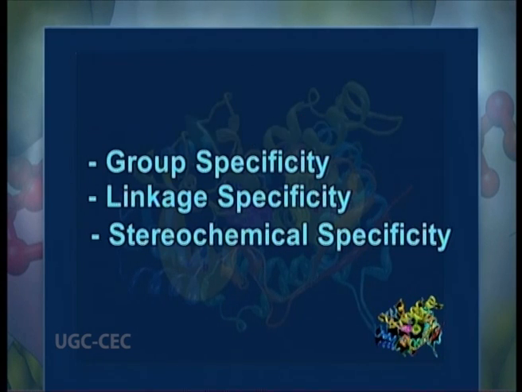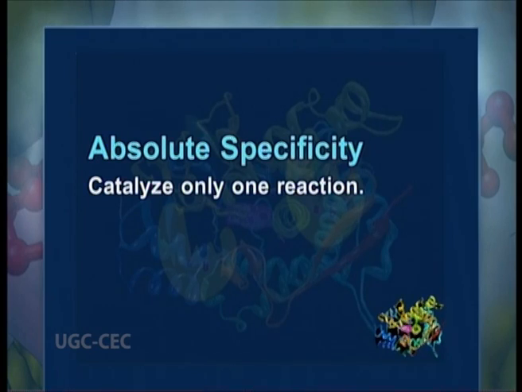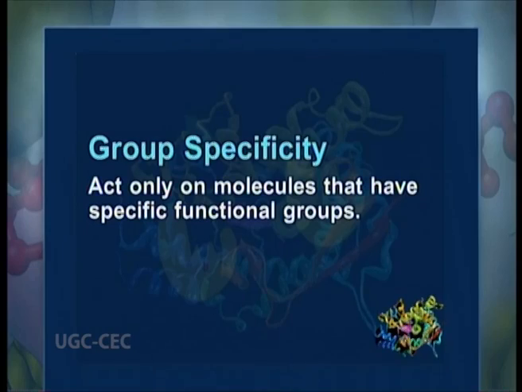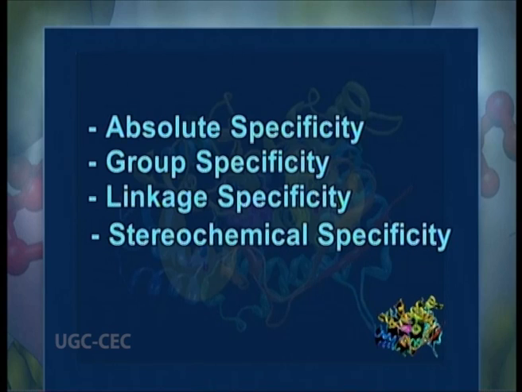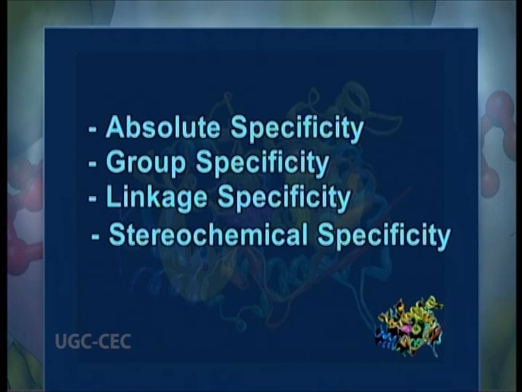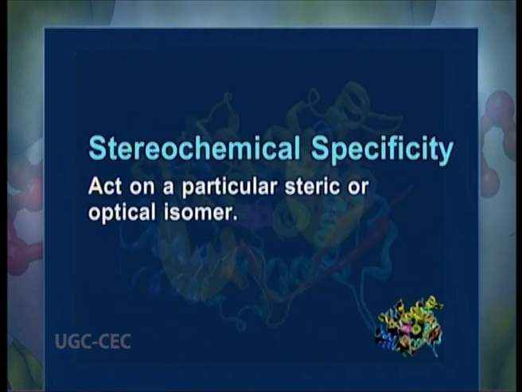The first one is absolute specificity. The enzyme will catalyze only one reaction. Second is group specificity. The enzyme will act only on molecules that have specific functional groups such as amino, phosphate and methyl groups. Third is linkage specificity. The enzyme will act on a particular type of chemical bond regardless of the rest of the molecular structure. And the last is stereochemical specificity. The enzyme will act on a particular steric or optical isomer.